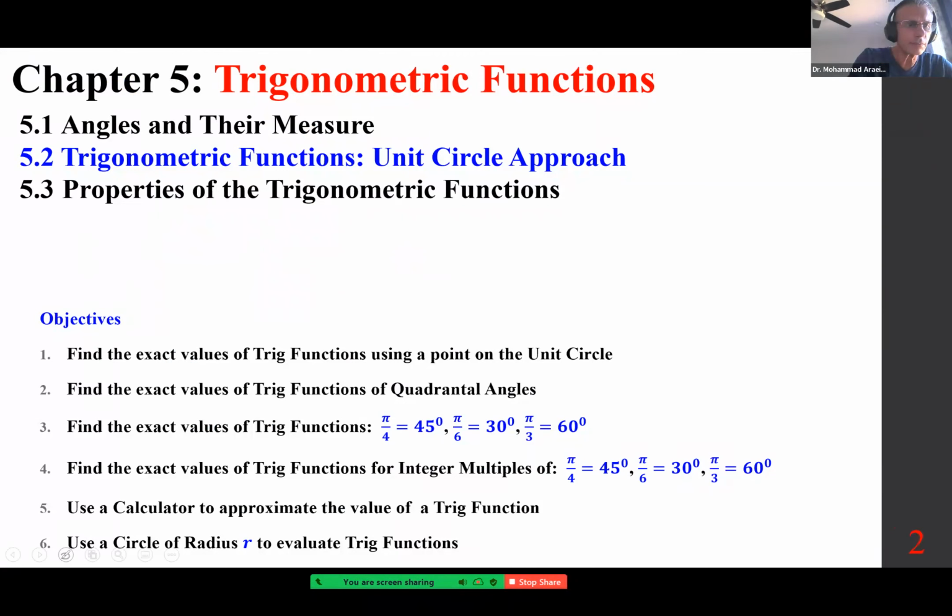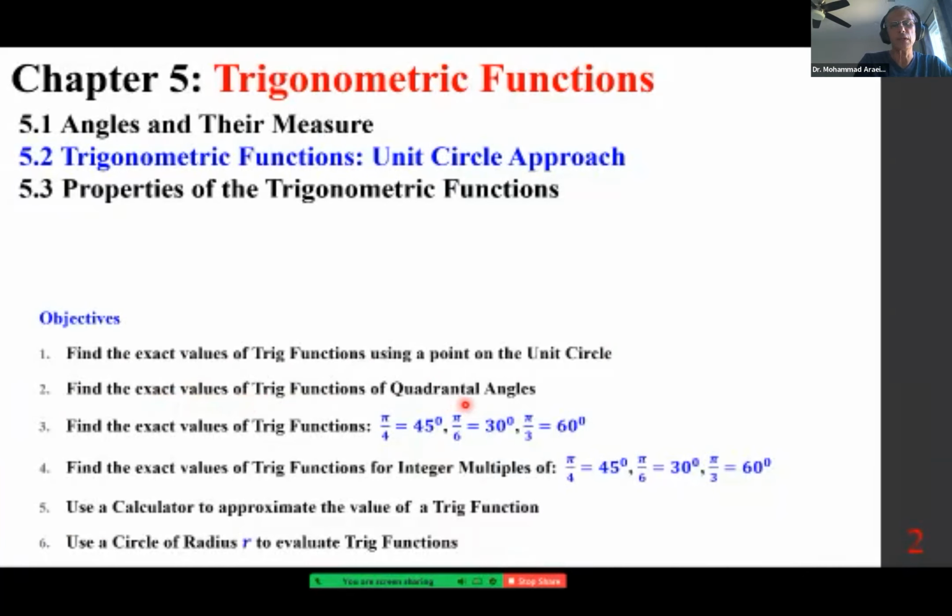So what are we covering here? We want to find the exact values of trig functions using a point on a unit circle. We want to find the exact values of trig functions of quadrantal angles, for angles that are common arcs, such as pi over 4 equals 45 degrees, pi over 6 is 30 degrees, pi over 3 is 60 degrees, and multiples of those angles. We're going to use a calculator to approximate the value of a trig function, and also use a circle of radius r to evaluate trig functions.